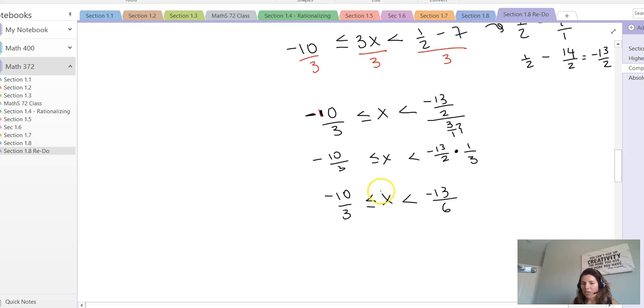So the nice thing about a compound inequality like this is that it's very straightforward to go to interval notation because it's already telling me x is greater than or equal to -10/3, but it's less than -13/6. Since this has the equals, that means it's included. So it's going to be -10/3 and -13/6, and this one is not included, so it's a parentheses. And so that will be my solution for x.